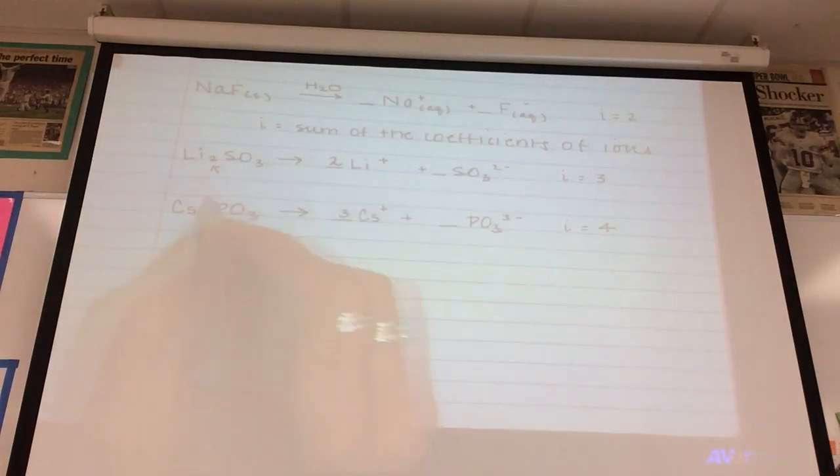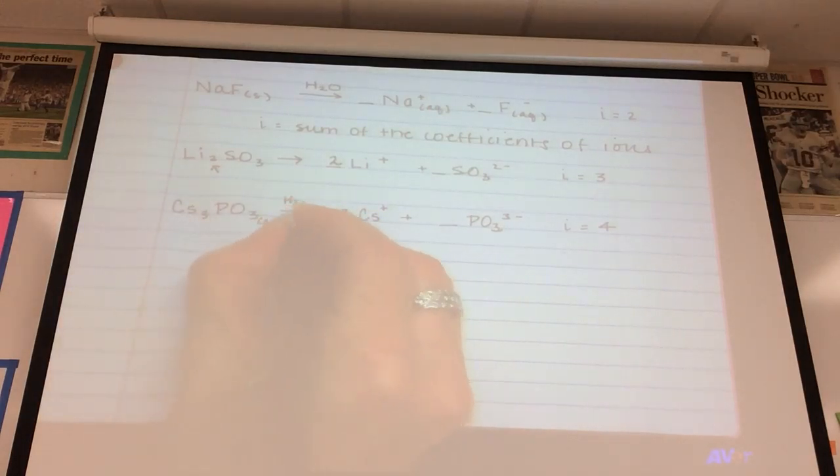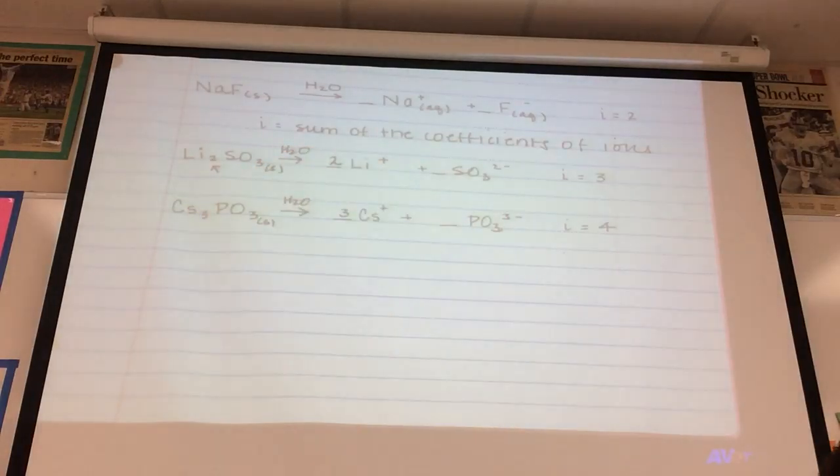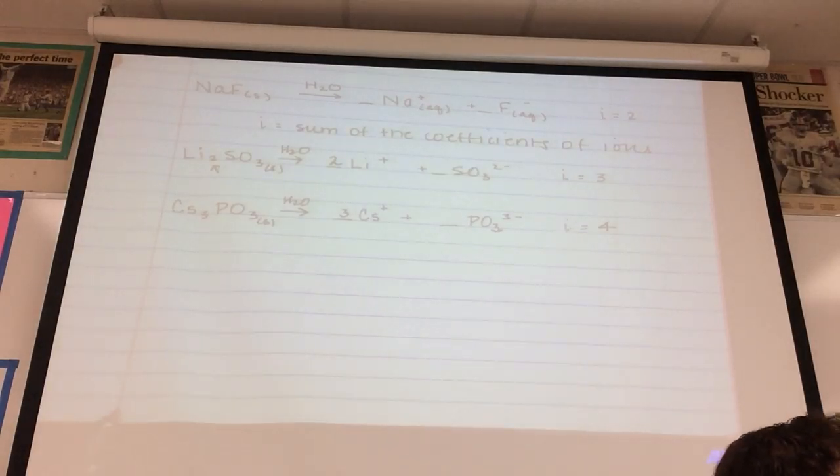And when you determine I, be sure to write this equation showing the dissolution of a solid when dissolved in water. So this is a dissolution reaction. It's not GORD. You can say dissociation or dissolution. It's not decomp. Decomp generates elements or compounds, not ions. You're going to be generating ions. So that's how you determine I.